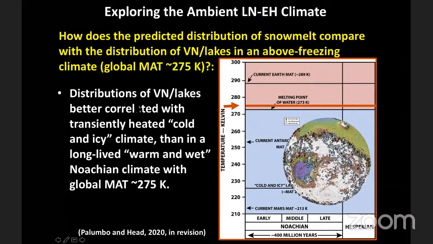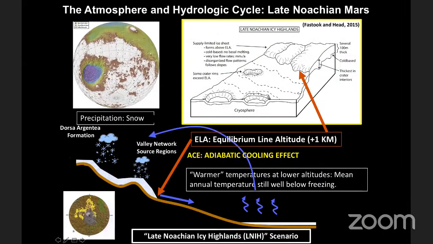So let's ask the question. Let's go back to the distribution of snowmelt and comparisons with the distribution of valley network lakes in an above freezing climate, global MAT of 275 K. So let's think about this. What is the distribution of valley networks and lakes? Is it correlated with the cold and icy or the warm and wet? If the adiabatic cooling effect is real and we have an equilibrium line altitude here, a perspective view from space down to this point here would look something like this.